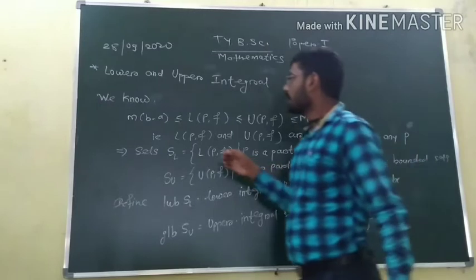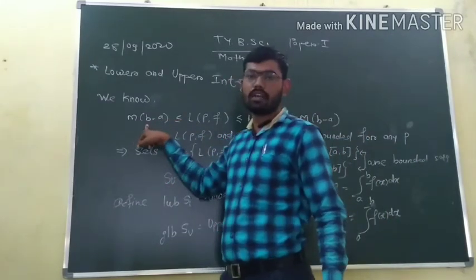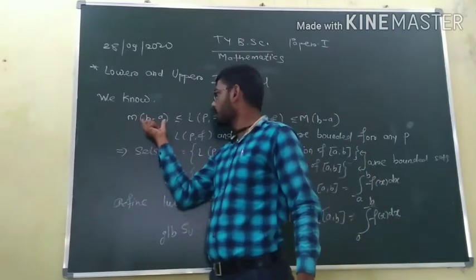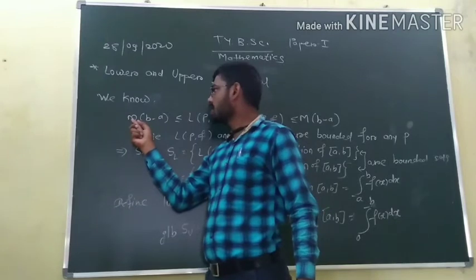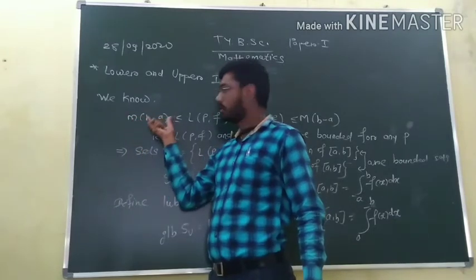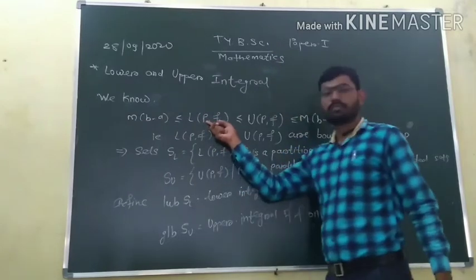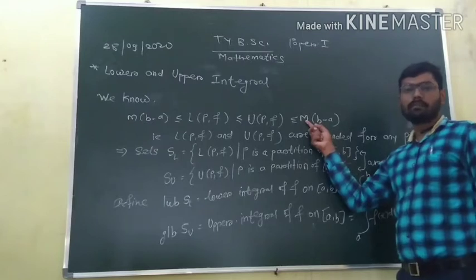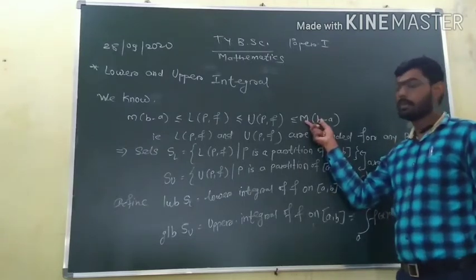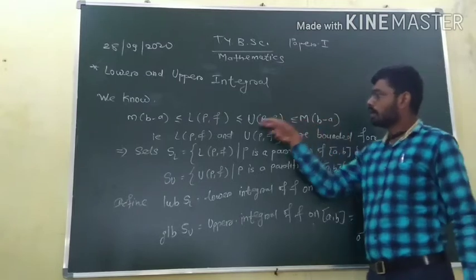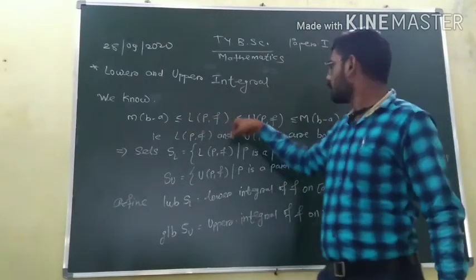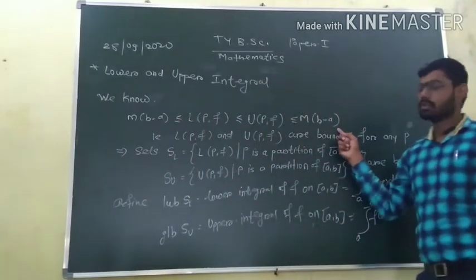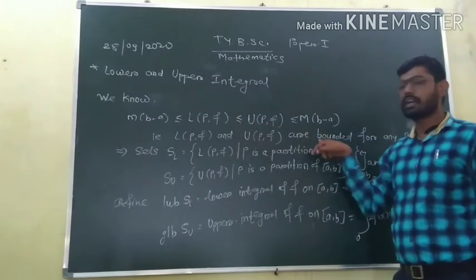P. And we also know this inequality. We have already seen that the lower sum is always greater or equal to small m into (b minus a), where m is the lowest value of the function over the interval a to b, and (b minus a) is the length of the interval. So lower sum is less than or equal to upper sum, and upper sum is less than or equal to capital M into (b minus a), where capital M is the maximum value of the function over the interval a to b. So from this inequality we know that the lower sum and upper sum are bounded below and also bounded above. That is, lower and upper sums are bounded.